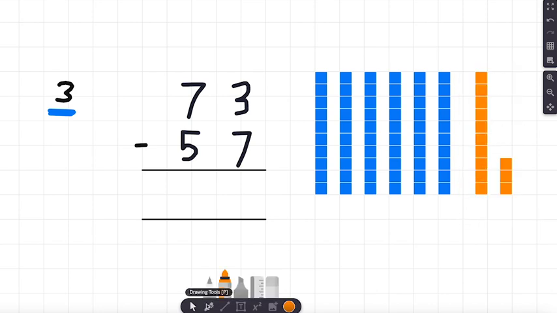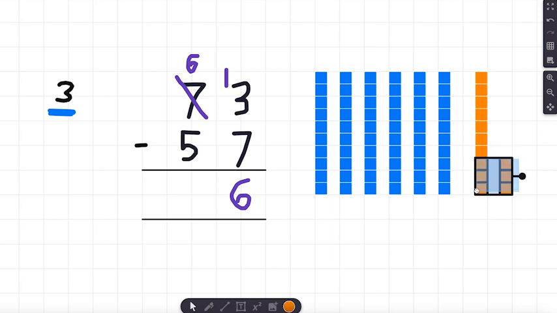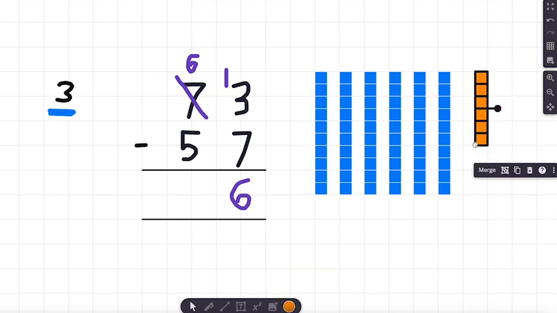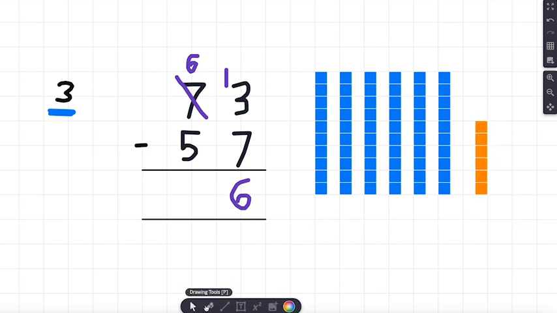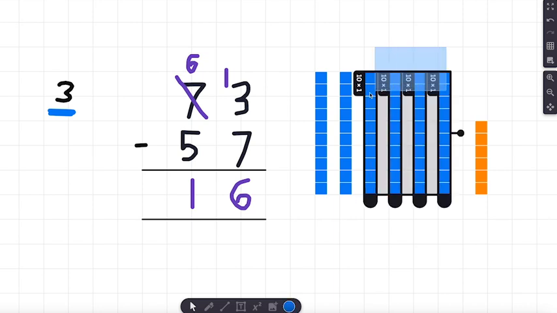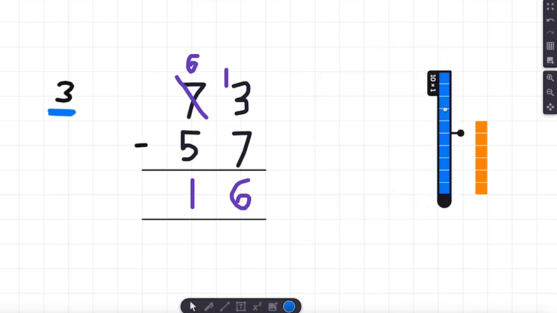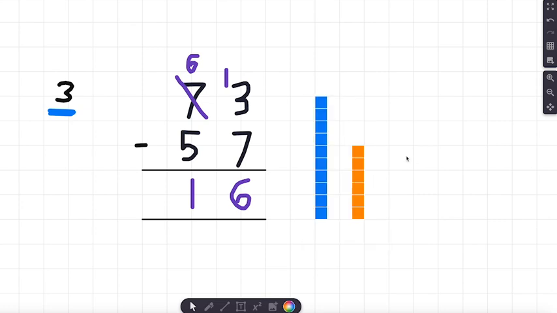So now we have 13 units. So on our calculation, we had 7 10s, we've now only got 6 10s, because we've taken one and we've turned it into 10 units, meaning we now have 13 units, and you can see that here. 13 take away 7 gives us 6. And then 6 10s take away 5 10s gives us 1 10. 6 take away 5 is 1. And you can see our answer is 16.